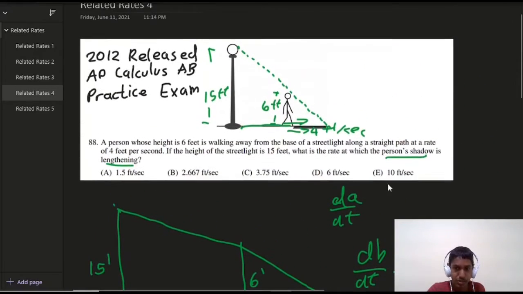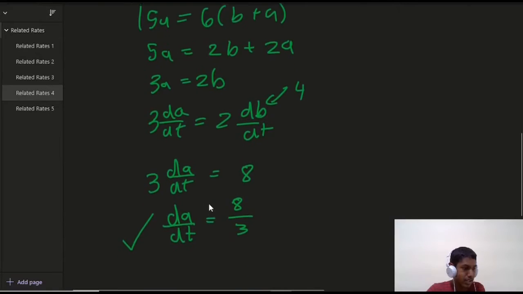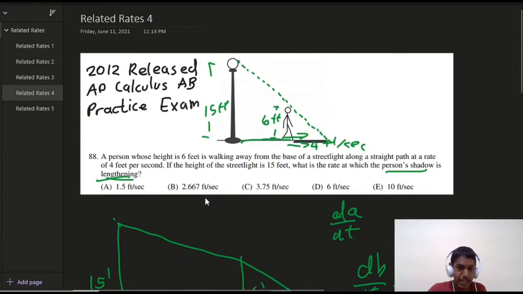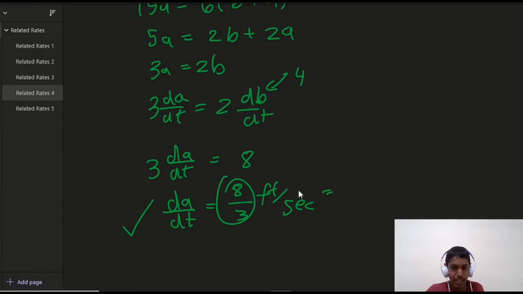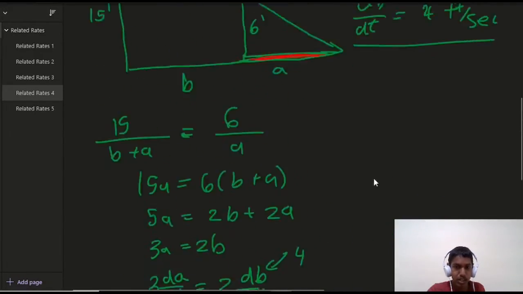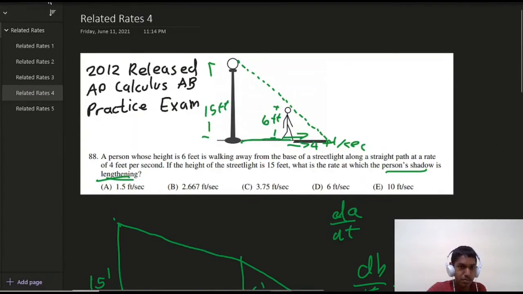And then what are the units going to be? So it's lengthening, so that's good. A is positive. And the units are going to be feet per second. And 8 over 3, we need to convert this to decimal, so 2 2/3, so this is really going to be 2.666, and so on. So it's going to be answer B, because that's about 2/3.